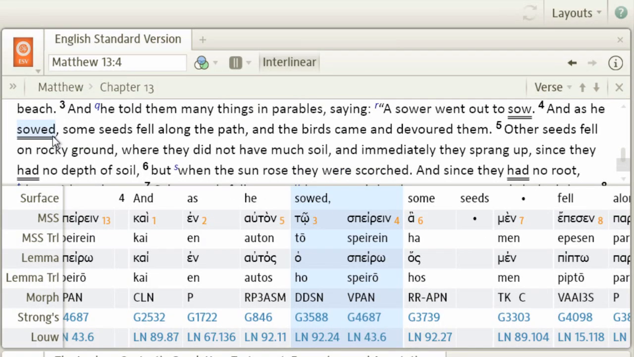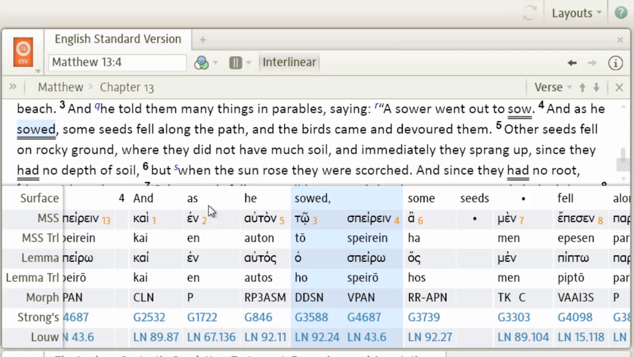Sometimes an infinitive is used along with a preposition to communicate that one action happened or is happening at the same time as another action. That's what we have here in Matthew 13:4, which reads, "And as he sowed, some seeds fell along the path, and the birds came and devoured them." Here we have a Greek infinitive underneath this verb sowed, as we can see in the reverse interlinear pane here, to speirein. But this article and this infinitive are also working together with the Greek preposition en, which is translated as.